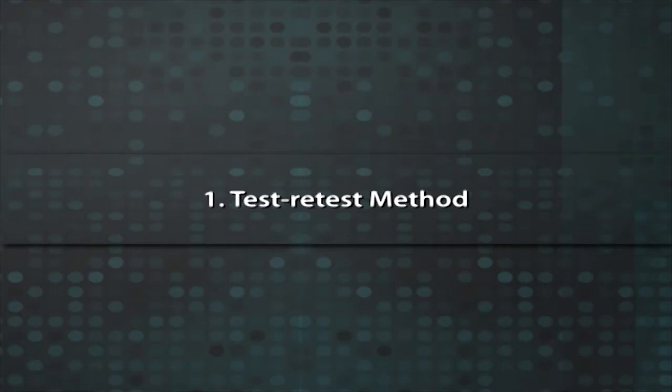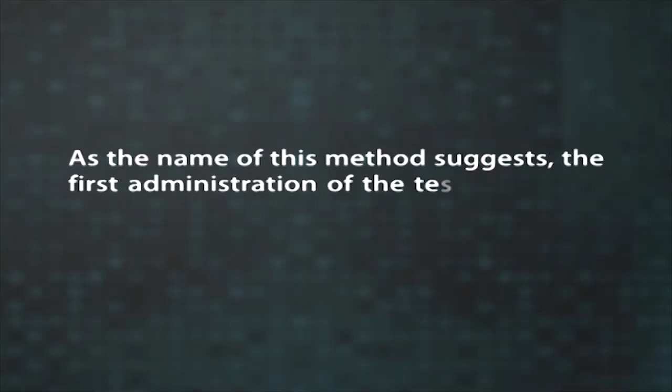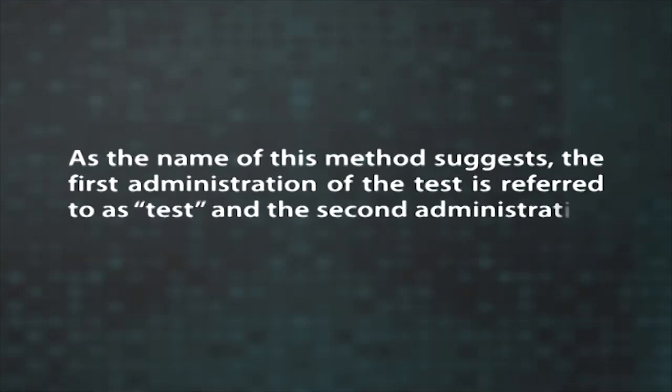Test retest method. In the test retest method, a test is administered to the same student or group of students twice. As the name of this method suggests, the first administration of the test is referred to as the test and the second administration is called retest. It is important to note that the test and the retest are administered with a short interval in between, which is typically more than 2 weeks. The scores of the 2 tests are collected and the correlation between them is determined. The degree of correlation between the test and the retest determines the extent of reliability.